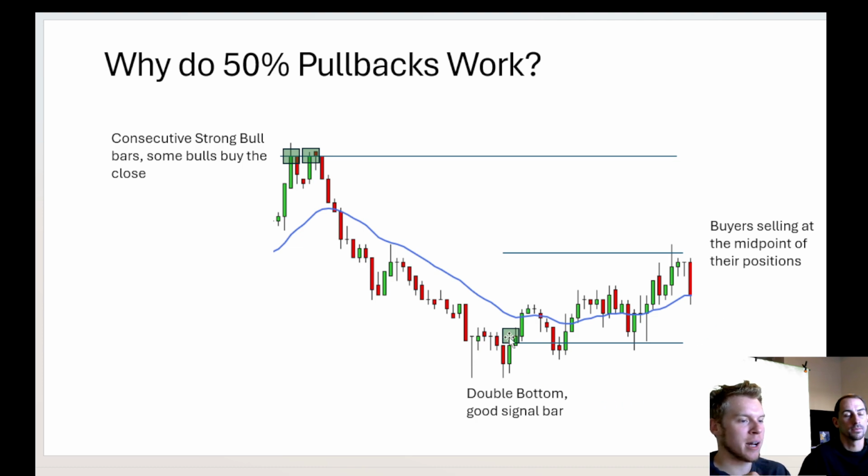It's another reason to buy here, double bottom, and it's a good looking bullish signal bar. So that's kind of another reason why they might like to scale in here.